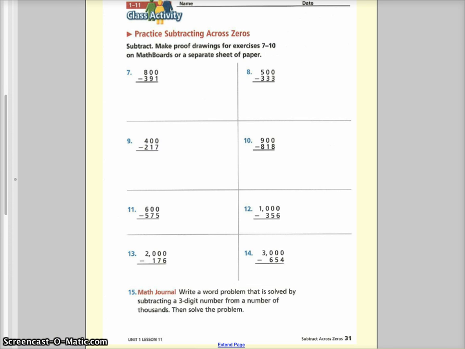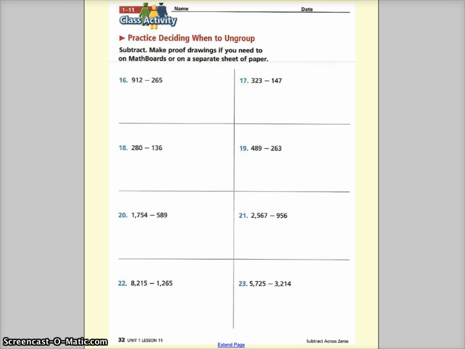Okay, you are going to have a worksheet to work on practicing some of these subtraction strategies. Your directions are to subtract, make proof drawings for exercises 7 through 10 on a separate sheet of paper. Number 15 is in your math journal. You need to write a word problem that is solved by subtracting a 3-digit number from a number of thousands. Then solve the problem. You will also do 16 through 23. Again, you're subtracting and making proof drawings if you need to on a separate sheet of paper.